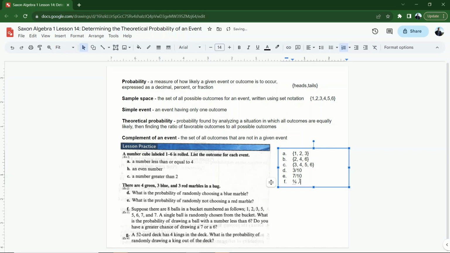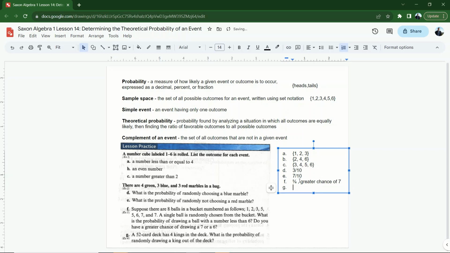And then, do you have a greater chance of drawing a 7 or a 6? I have a greater chance of 7 because there are 2 7s but only 1 6. Probability of drawing a 7 is 1 out of 4, or 2 out of 8. Probability of drawing a 6 is 1 out of 8, which is the smallest probability here.